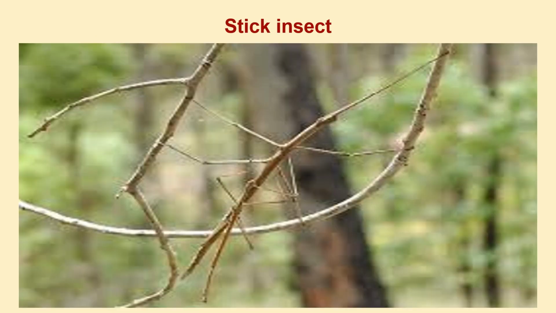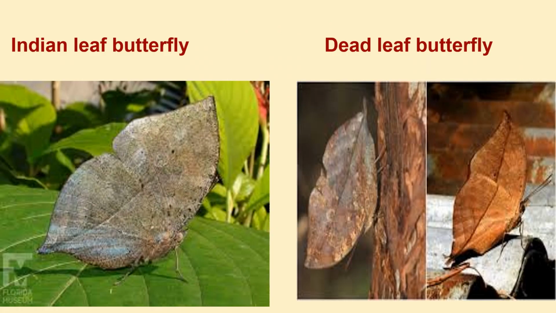Secondly, the stick insect, also known as the walking stick. Stick insects are experts at blending in with their surroundings. Their appearance closely resembles sticks or branches, making them nearly invisible to predators. Dead leaf butterfly. The dead leaf butterfly Kallima mimics dried leaves. The under surface of the wings is dull brown in color. When it settles on dried leaves, the wings are folded and kept vertically upwards and the dull brown color is exposed. Thus the butterfly looks like a dried leaf.